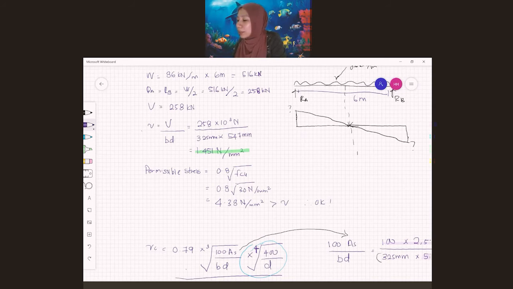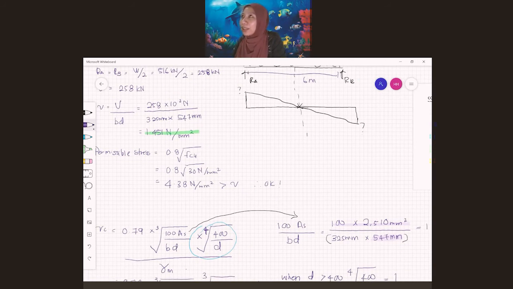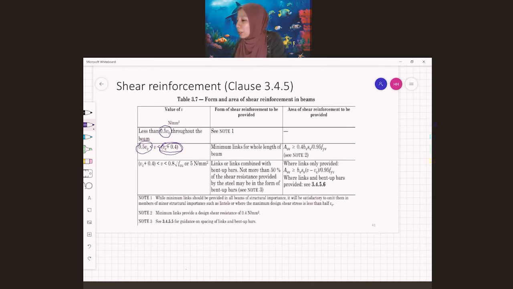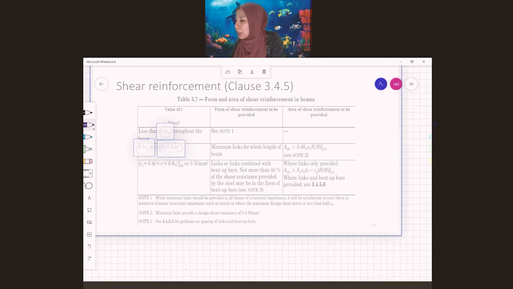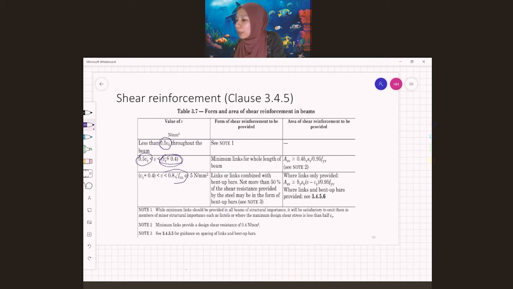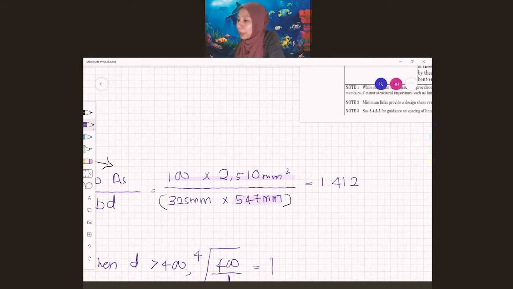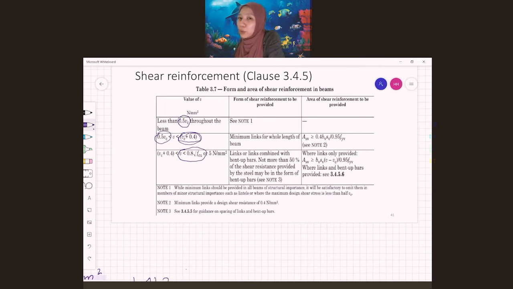kita pernah tengok permissible stress. So that's why I tak ada lukis lagi, I tak ada kira lagi. Sebab kalau you tengok dalam formula here dia ada tulis ni VC 0.8 FCU. So kita tak payahlah kira lagi sebab kita dah kira masa kita kira permissible stress, kita dah make sure that our V is less than that 0.8 square root FCU. So kita dah make sure that thing. So we don't have this kind of problem. Tapi itu adalah dia punya limit lah.